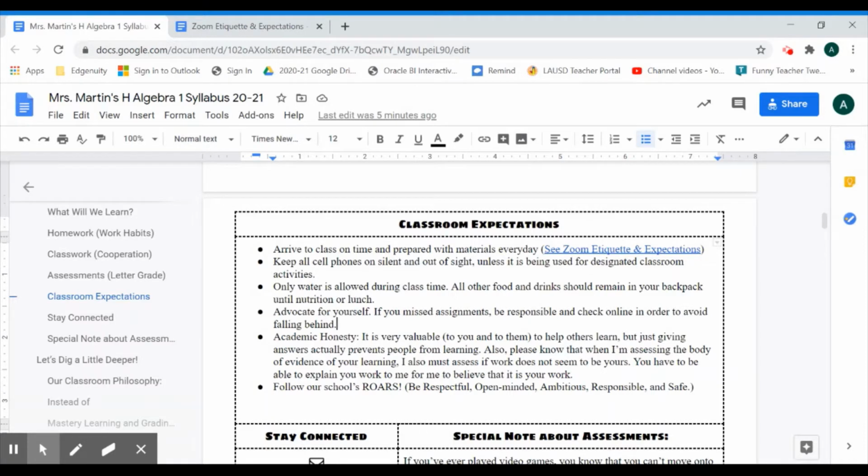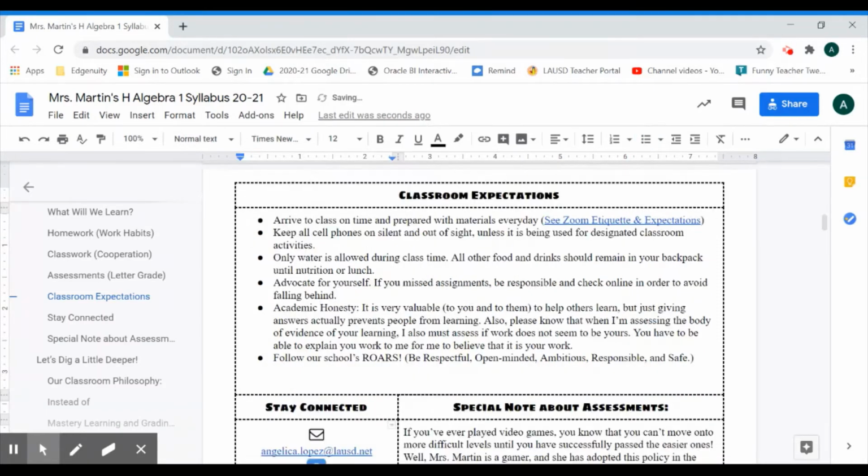That's part of my job. So you have to be able to explain your work for me to believe that it is your work. Please make sure that if you're helping each other, that's great. I think that's an important part of learning as well. But just try to avoid mindlessly copying. That doesn't help you, and it doesn't help the people if you're letting them copy. Finally, always follow our school ROARS. Be respectful, open-minded, ambitious, responsible, and safe.